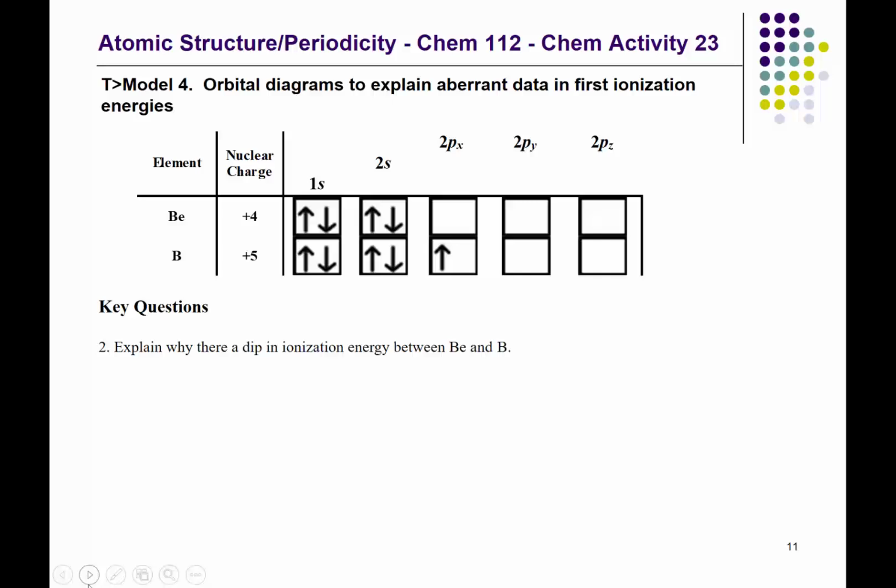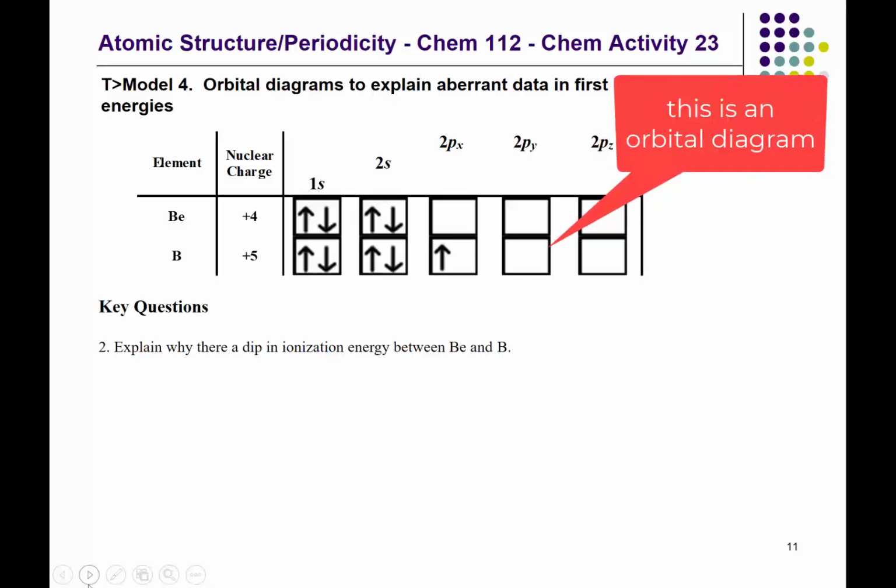So moving to the next key question and this chart here, we're asked to explain why there's a dip in ionization energy between beryllium and boron. Now we're going to be able to explain this. If, for instance, you're asked in an assignment or a quiz or a test, you would be able to produce an orbital diagram something like what I'm showing you here.